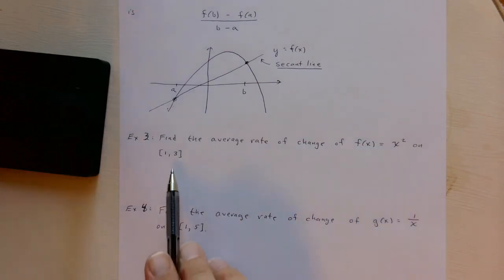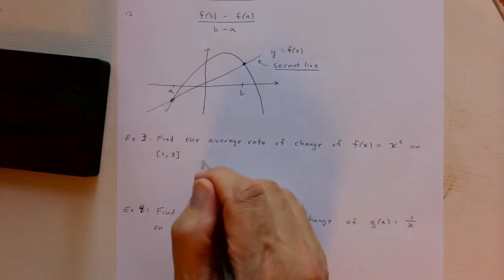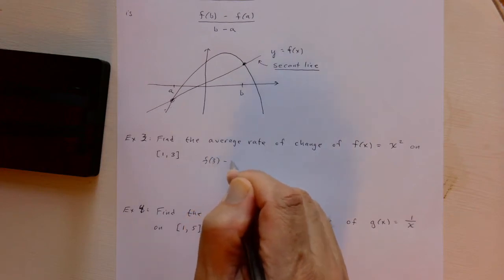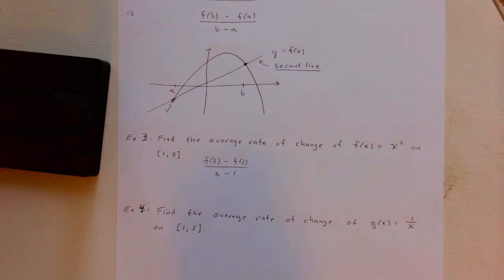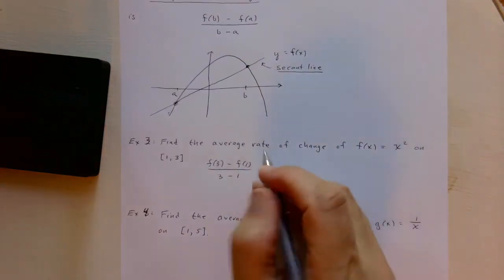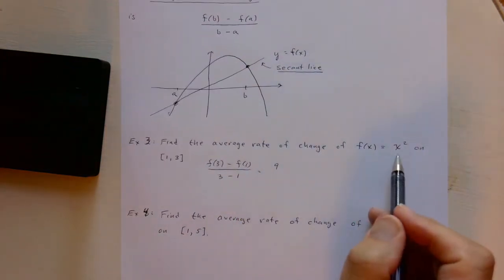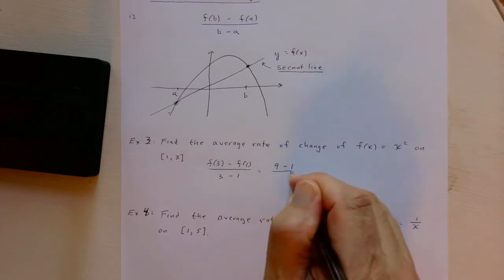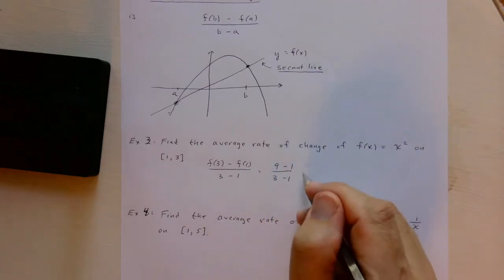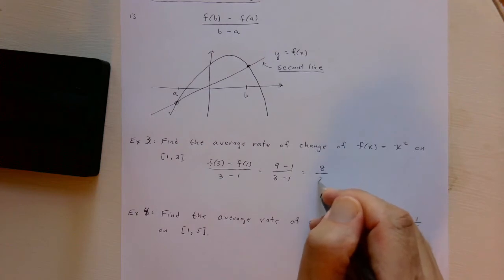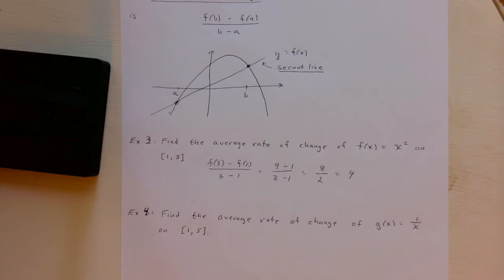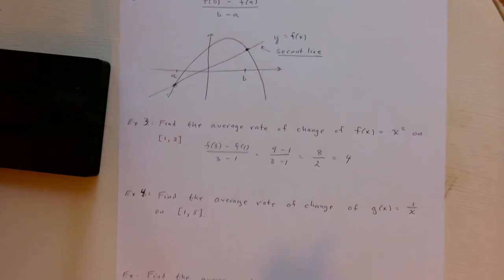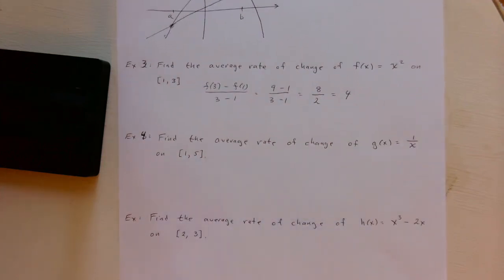So if we wanted to find the average rate of change of the function f of x equals x squared on the interval 1, 3, this would be f of 3 minus f of 1 divided by 3 minus 1. Plug in x equals 3, we get 9. Plug in x equals 1, 1 squared is 1. 9 minus 1 is 8, 3 minus 1 is 2, 8 divided by 2 is 4. You might want to pause the video and try these next two examples.